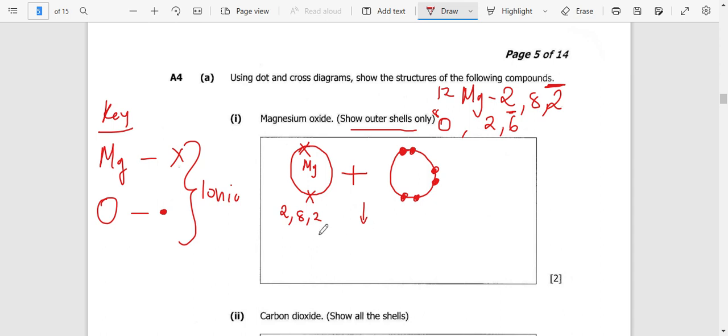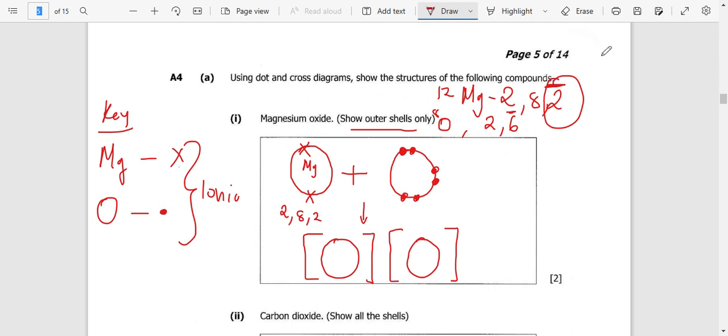Now for an ionic compound, what you form, you put them in square brackets. So what is going to happen is magnesium is going to lose these 2 electrons that you can see in the outermost shell. So the outermost shell is going to remain with 8 electrons. Those are the ones to show: 1, 2, 3, 4, 5, 6, 7, 8. Don't forget the electron configuration of the new magnesium. Now it is an ion because it has lost electrons. It is now 2,8.